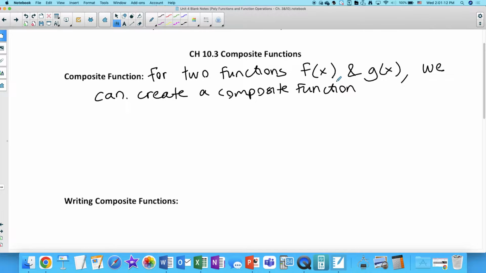So the notation is, we're going to create this new function called h of x, and we write it this way. Okay, and this is not the word fog.